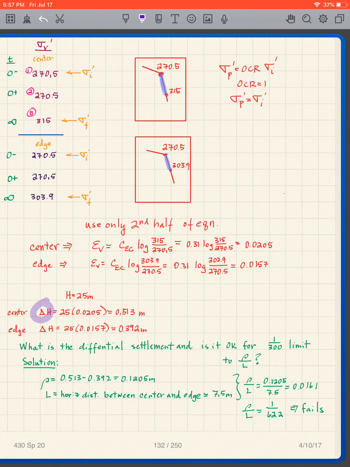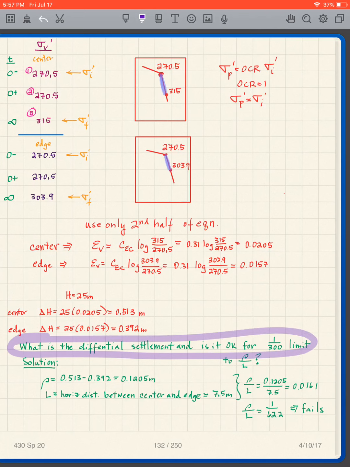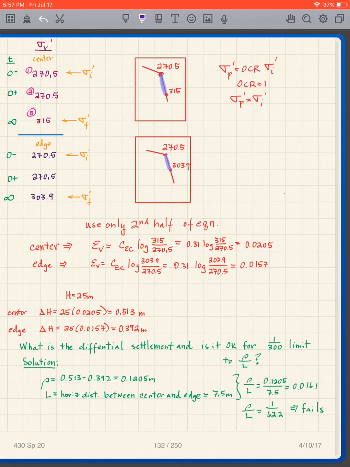So the delta H is what? That times 25. My delta H is going to be 0.0157 times 25. And I get my settlements at the center and the edge. And then, last little part, is the differential settlement okay for a 1 over 300 limit? And what do we find? Well, the differential settlement is the difference between those two, 0.513 minus 0.392, 0.1205.